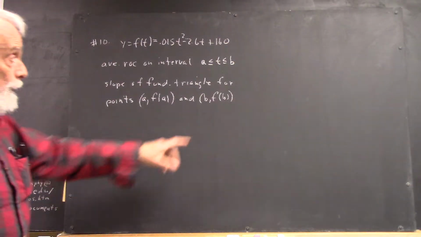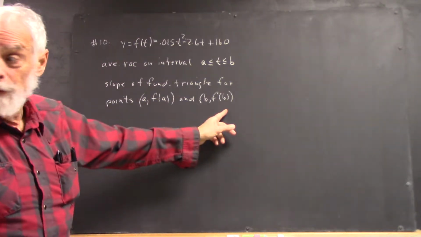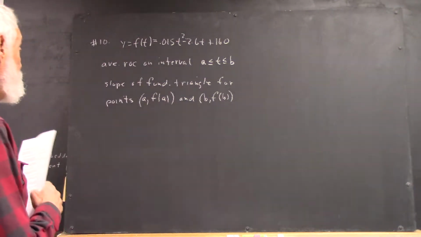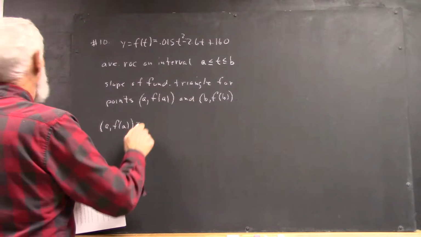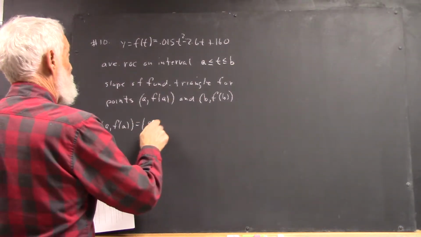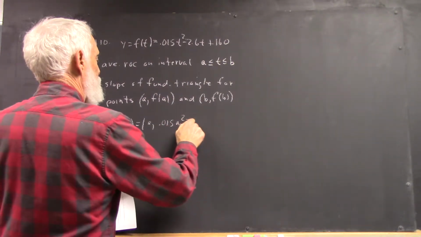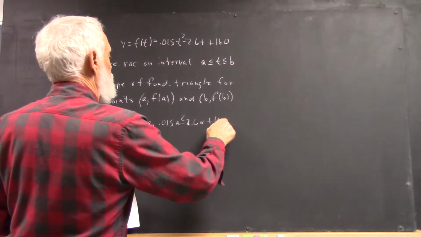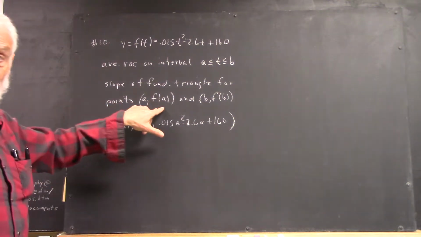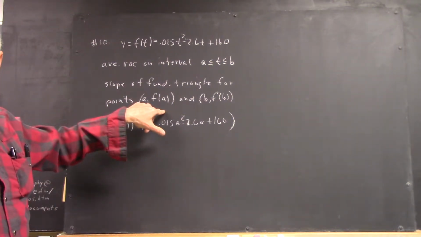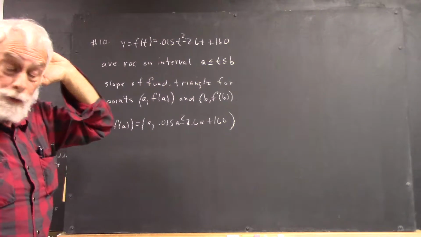Now, just because these values of t are given by letters doesn't mean you can't write out a, f of a and b, f of b, does it? So let's see. A, f of a is the point a, 0.015a squared minus 2.6a plus 160. That's all you can do. All you can do to do this point is call it a, f of a, and all you can do with f of a is plug a in for t. Okay? So that's one of the points of the graph.